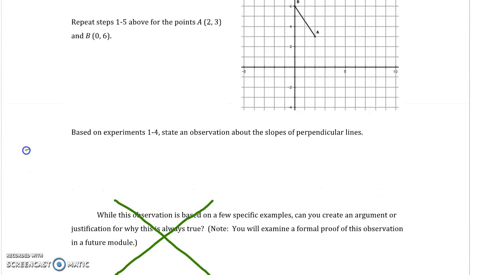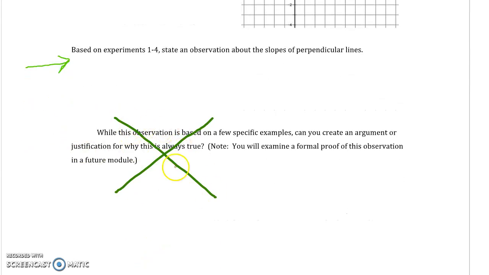Okay? Then you are going to answer this question based on experiments 1 through 4, state an observation. You are not going to answer this bottom question. You're going to leave that for us as a class. So in your teams, you need to complete experiments 2, 3, and 4. If you get those done, I have a task reflection for you that your substitute can give you. If everything else is just what you finish in class, that's okay too. Okay? Good luck.